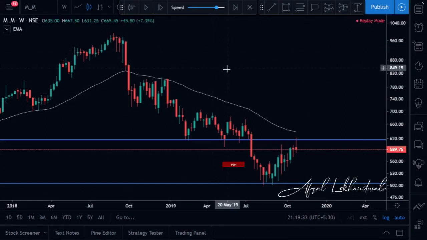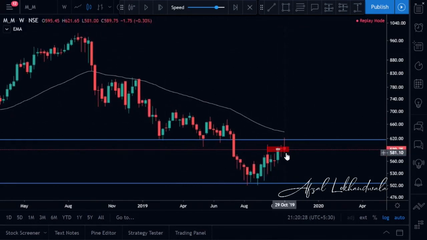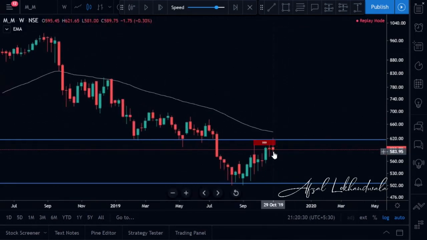We are on the Mahindra & Mahindra's weekly chart. First of all, let us look at the overall market picture. We can see that the price is in a nice downtrend. The price is trading below the 50 EMA. And now we are here. We have got a nice rejecting candle, RC, at an important level of resistance. The wick is sticking out perfectly.